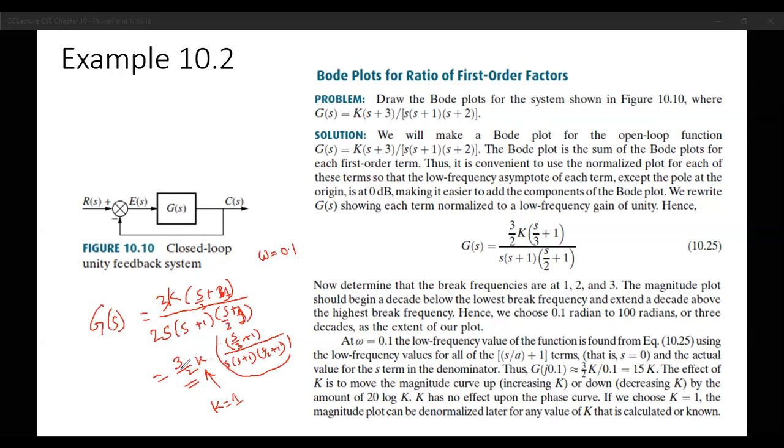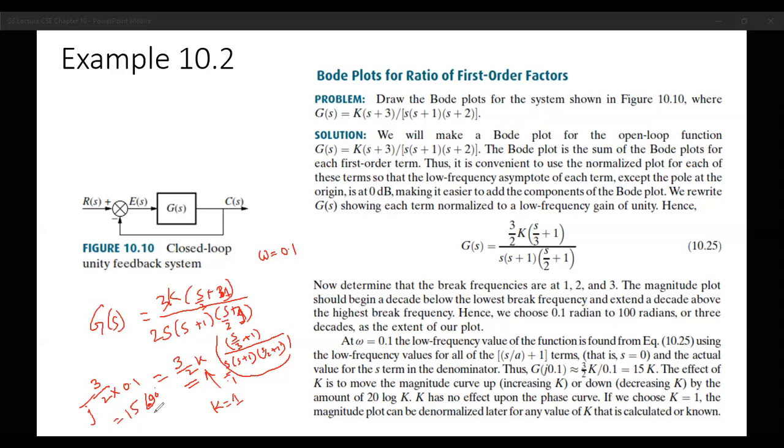So what we are going to get here is s equal to j0.1. So it will be 3 by 2, K is already assumed 1, into s equal to j0.1. So actually 3 by 2 is 1.5, divided by 0.1 will give you 15. Okay, so 15 is your magnitude, and what is the angle? The j will be going upwards with a minus j, so basically minus 90 degrees. Okay, so this is your starting value and starting phase.